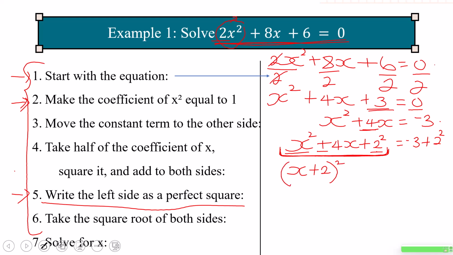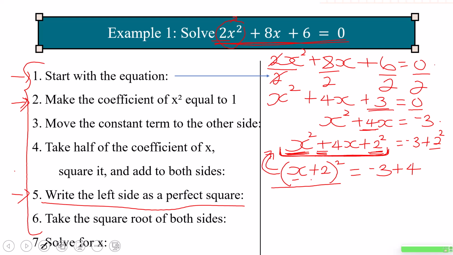You realize that I have picked values that had squares. X has a square, 2 has a square. So I pick x, I pick the sign that is here, which is the plus sign, and I pick the 2, I put them in a bracket, I square outside. When you expand this, it will automatically give you that. And I'm going to say that this is equal to negative 3 plus 2 squared is 4. So you realize that here we have written the left hand side as a perfect square. When you expand this equation, it takes you back here.